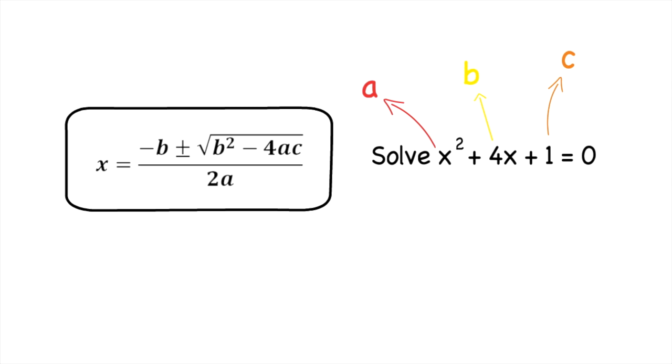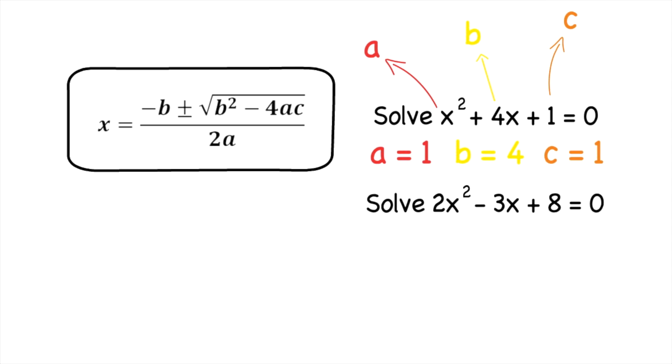So in this case, A will be 1, B will be a positive 4, and C will be 1 as well. In the second example, A will be 2, B will be minus 3, and C is positive 8.